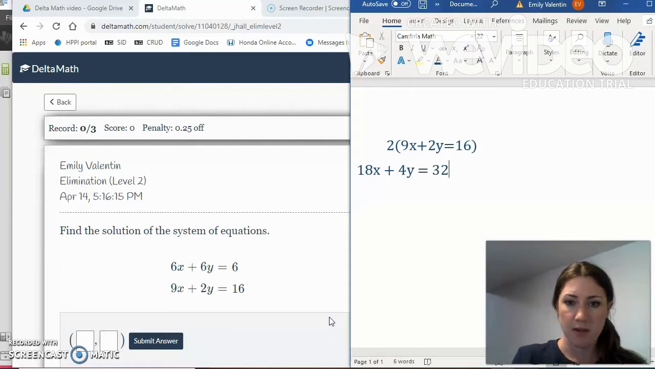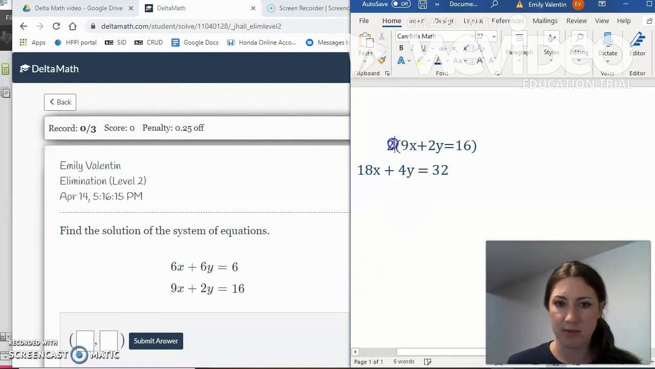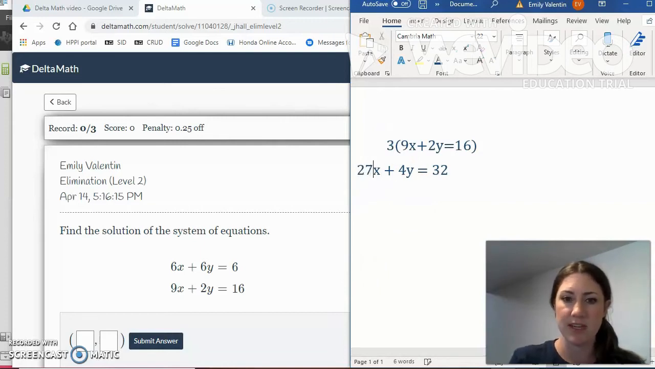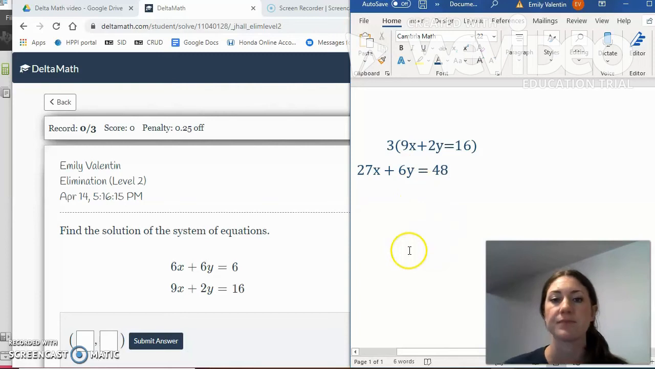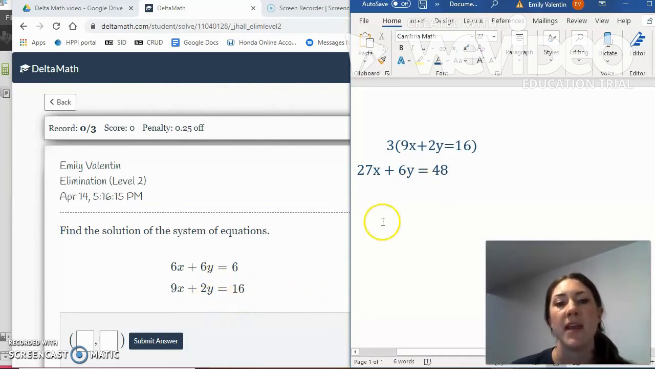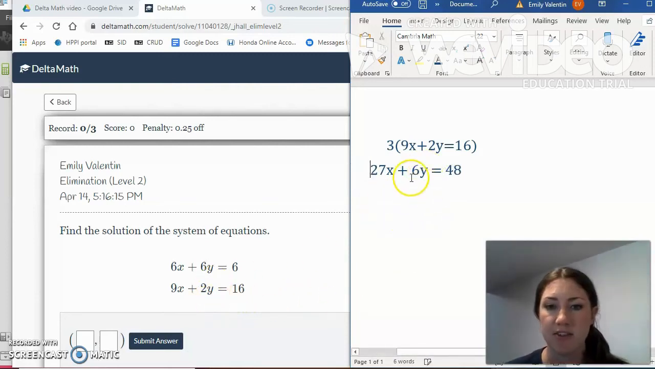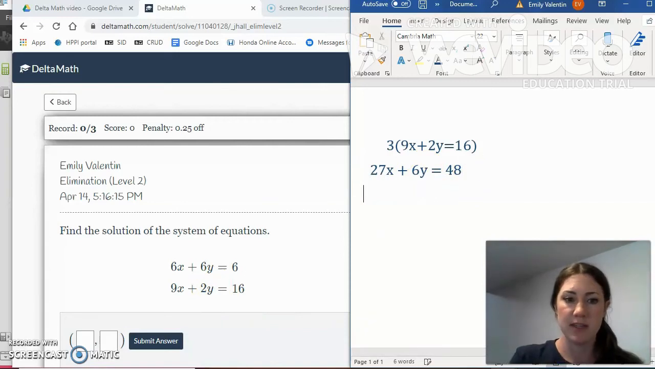Okay. Oh, I'm sorry. I'm trying to multiply by 3. What am I doing? Okay, multiplying by 3. 3 times 9 is 27. There we go. And 48, I believe. So the reason I wanted to do that is because I matched that 6y. So I'm going to come in and write that first equation, 6y. Now we have 6y in both of them.